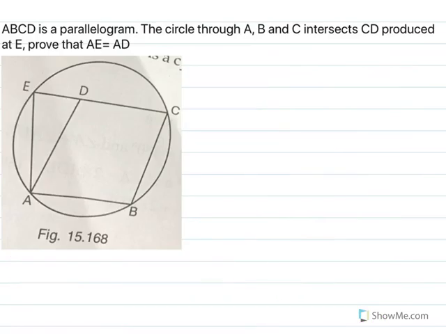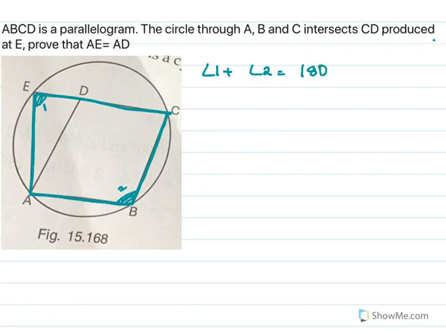Now, ABCD is a parallelogram. A circle through A, B, C intersects CD produced at E. Prove AE equals AD. So first we have a parallelogram ABCD. Hence I can say angle 1 plus angle 2 equals 180, because it is cyclic. It's not a parallelogram; A, B, C, E is cyclic.